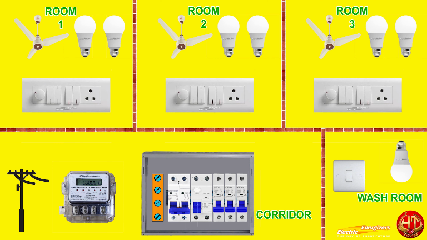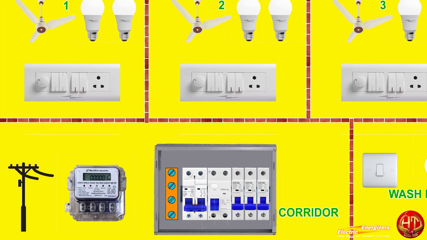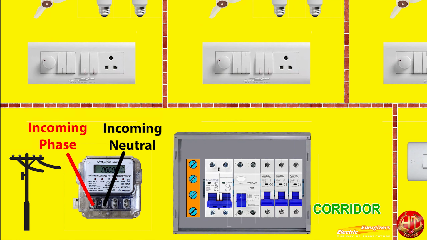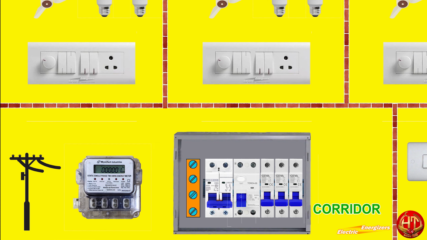Now we start its connections. Here you can see that the energy meter's first terminal is incoming phase and the second terminal is incoming neutral. So we connect the phase wire coming from the electric pole to its first terminal and the neutral wire coming from the electric pole to its second terminal.